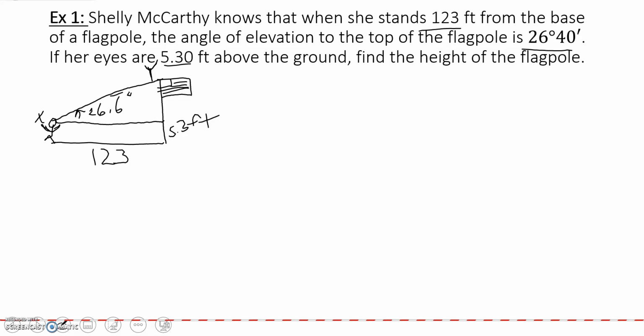So now what we want to know is, instead of finding every angle and every side, we only want to know the length of the flagpole. So I basically want to know this length right here, from this 5.3 feet to the top of the flag. I know that this angle is 26.666 repeating degrees, and I know the length of this side here is 123.